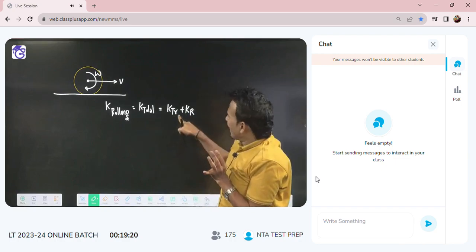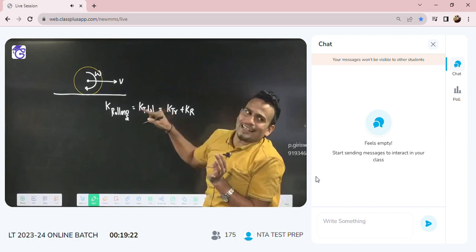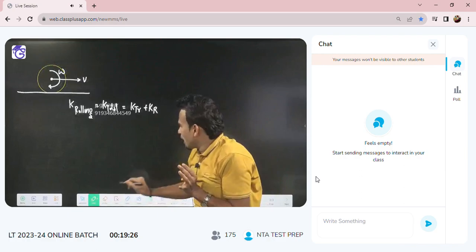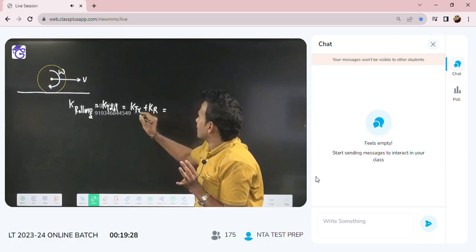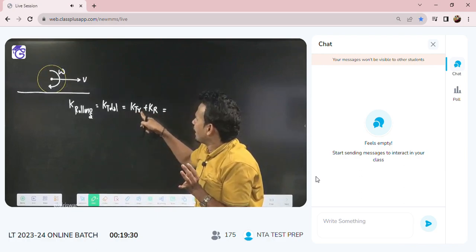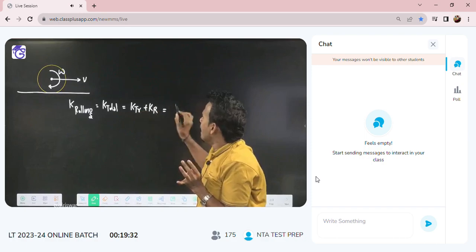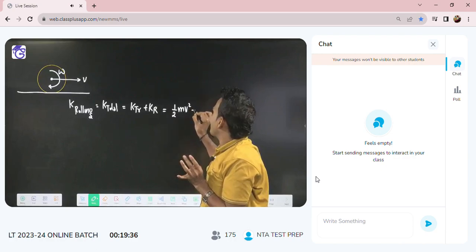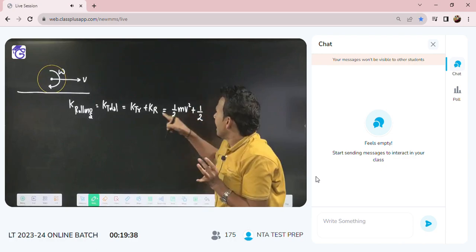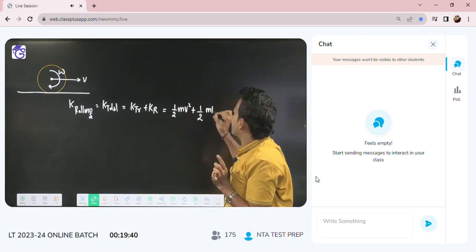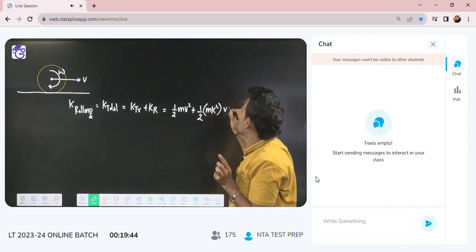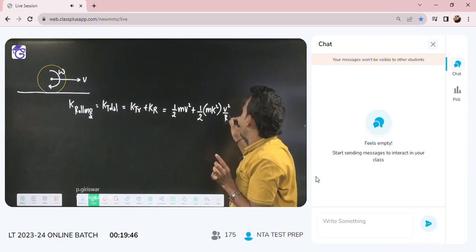Now we already calculated this total energy in the last class, but again I will calculate, no problem. Translational kinetic energy you can write. Total kinetic energy means translational plus rotational. Translational we know, half mv square. Rotational we know, half I omega square, where I is m k square. Omega square will come v square by r square.